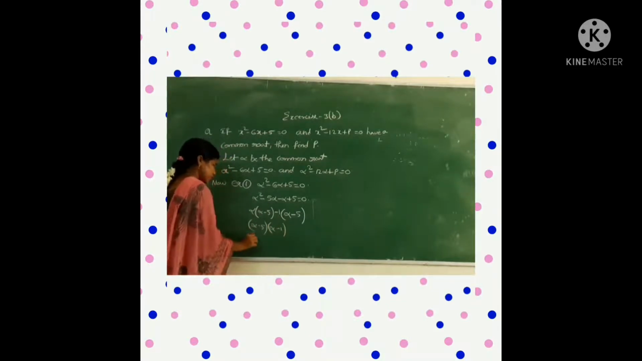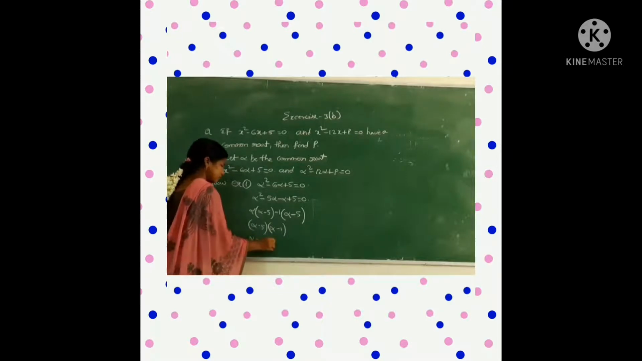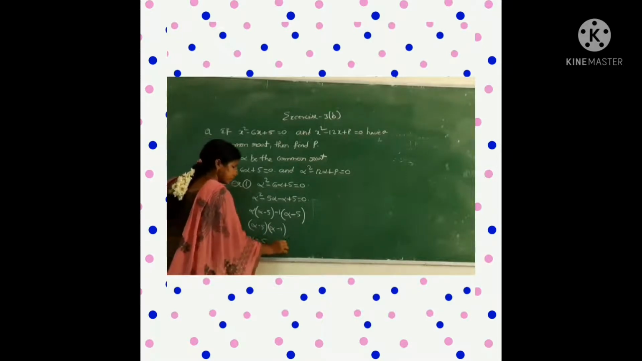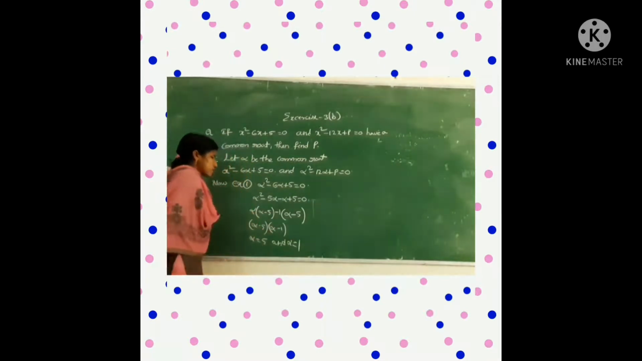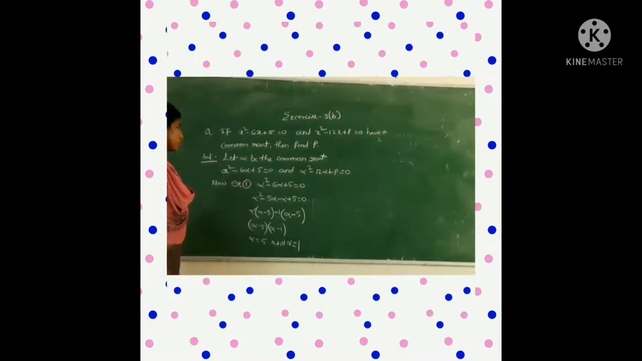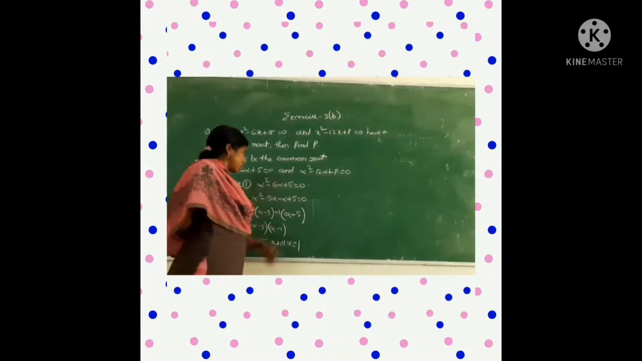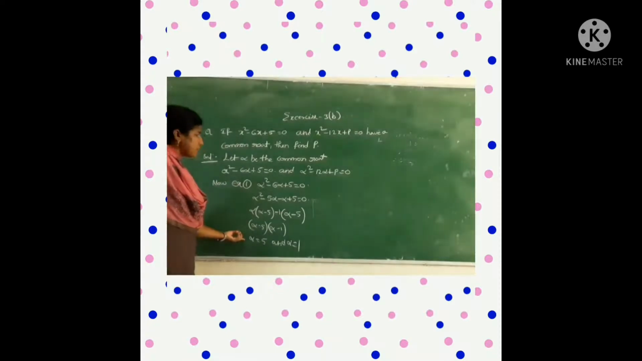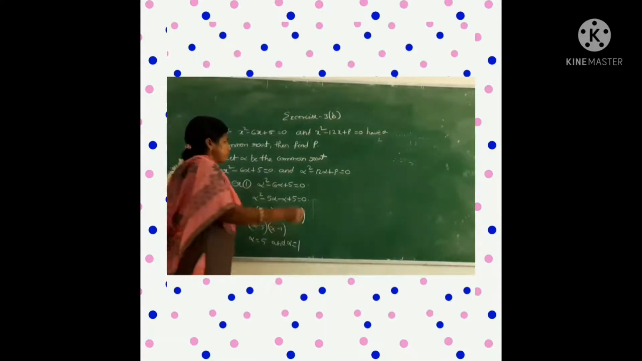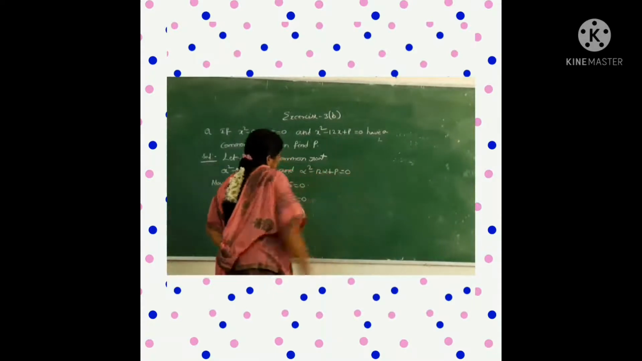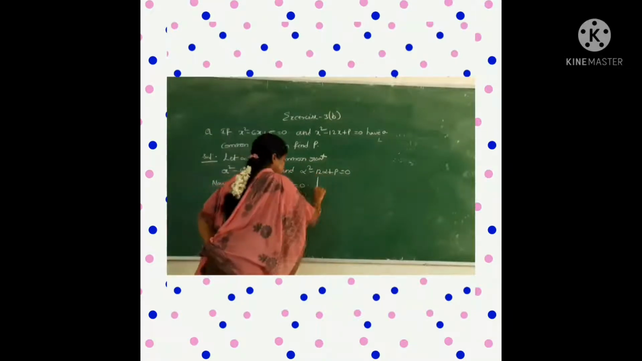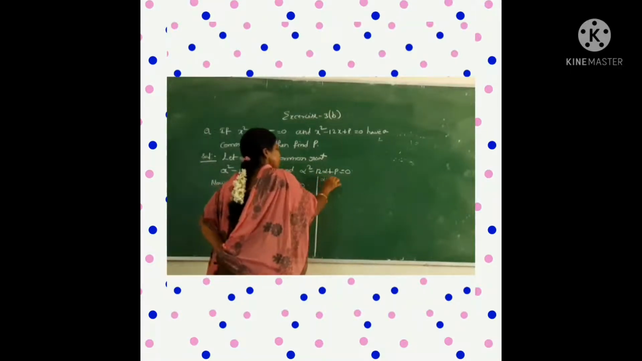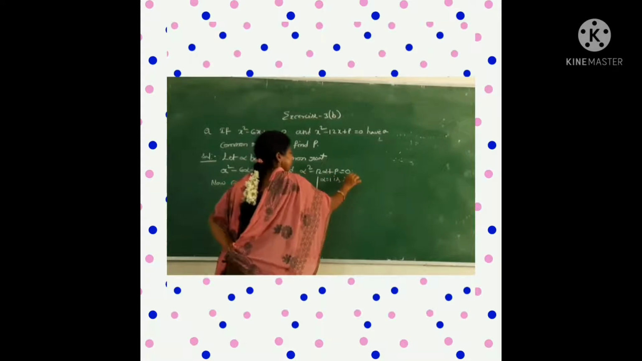Here we get alpha is equal to 5 and alpha is equal to 1. So we get two roots. What is the common root? That alpha is the common root, so we get two values of p. Now substitute alpha equal to 1.